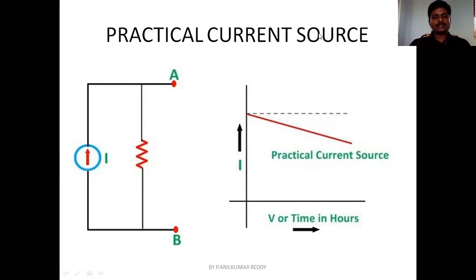So far we have seen sources. Sources are also known as active elements. Okay, active elements can be called sources. Sources are divided into voltage source and current source. Again, voltage sources are divided into ideal voltage source and practical voltage source. Similarly, current sources are divided into ideal current source and practical current source. And these are the characteristics.